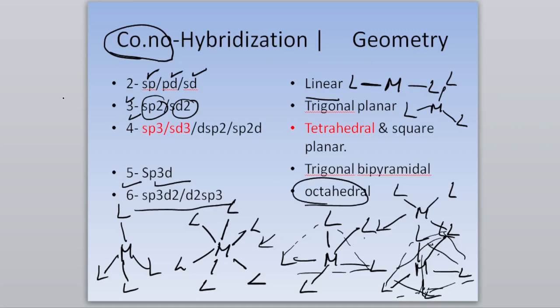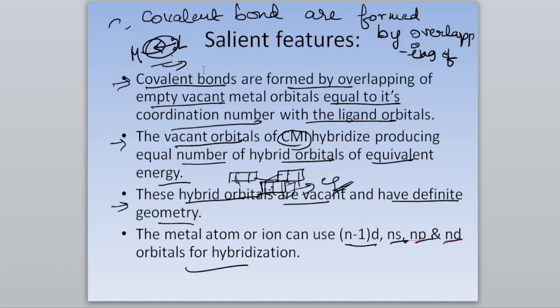So guys, what I have discussed in this video. The first is the salient features. In the salient features, I have discussed that covalent bonds are formed by overlapping of empty vacant metal orbitals equal to its coordination number. Then the vacant orbitals of the central metal ion hybridize, producing an equal number of hybrid orbitals of equivalent energy. And the next one is hybrid orbitals are vacant and have definite geometry. And the next is the metal atom or ion can use n-1 d, ns, np and nd orbitals for hybridization.